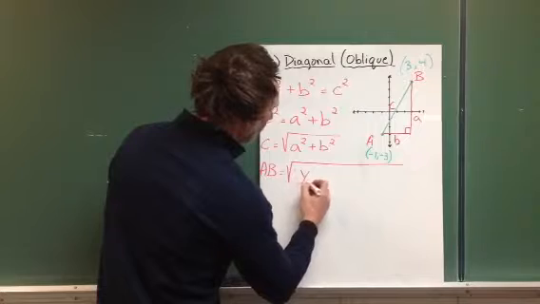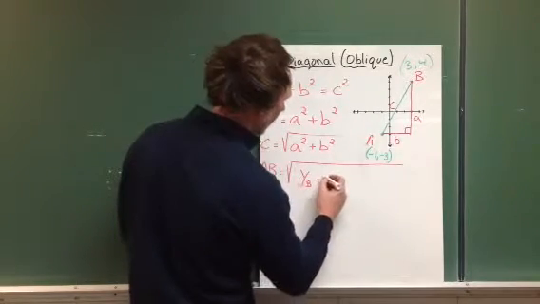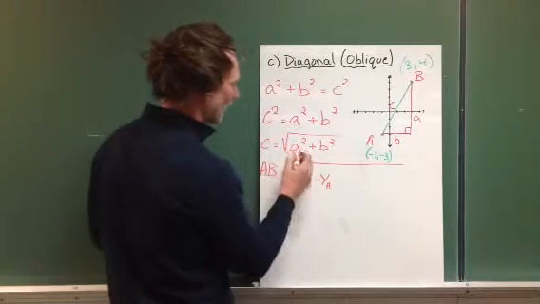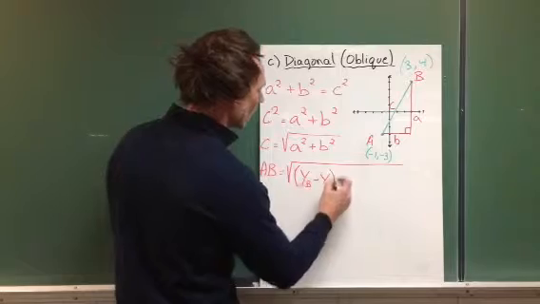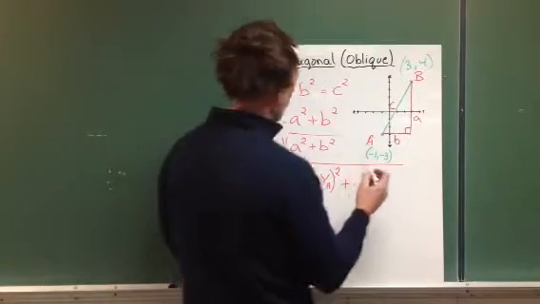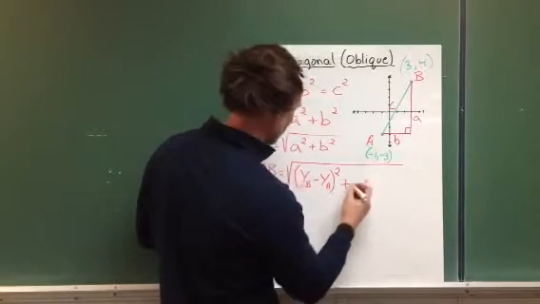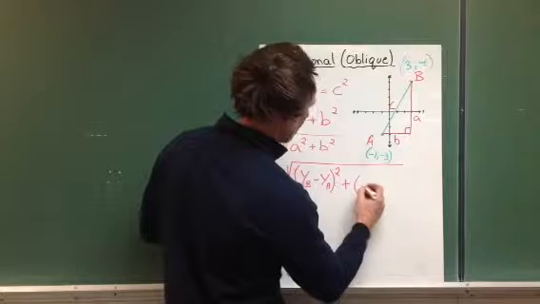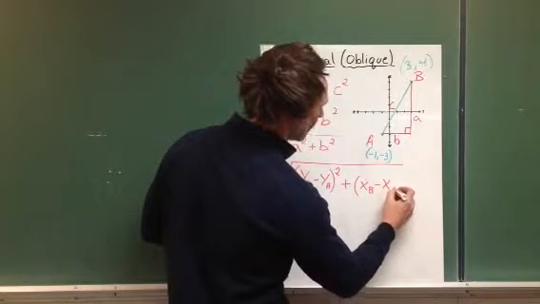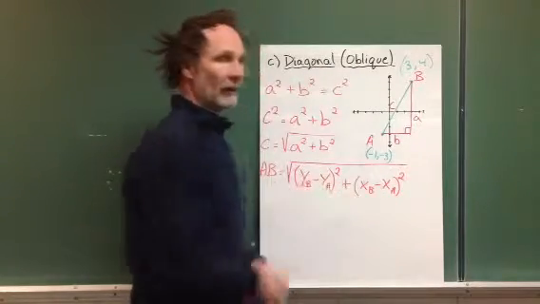So we could say the y of point B minus the y of point A. Okay, that'll give me my a. And of course, I've got to square that. There's that squared. Plus, to get my b, which is my horizontal difference or distance, my x of point B minus my x of point A, and that's squared. And of course, this could be the other way around.